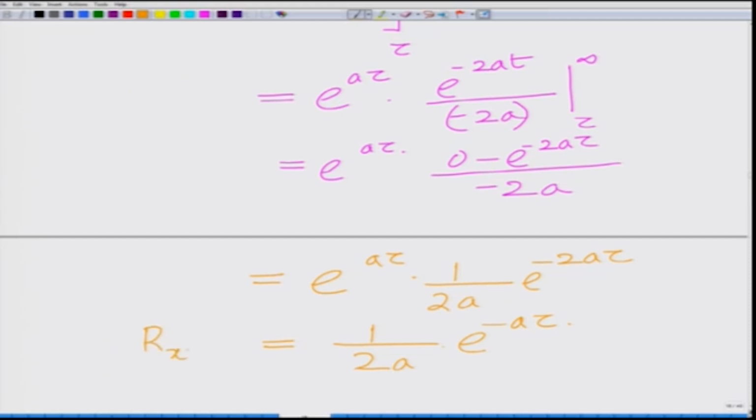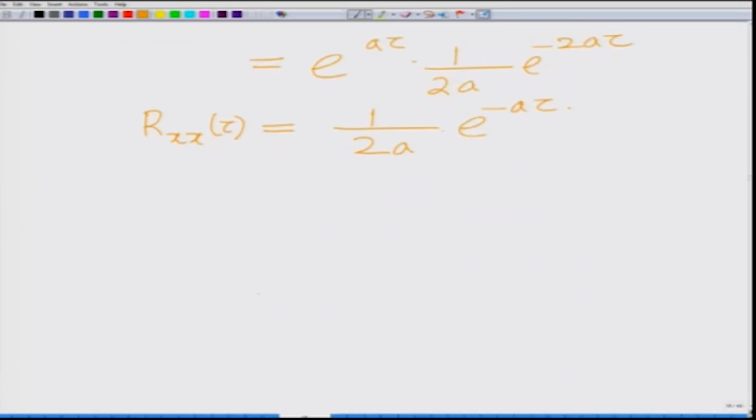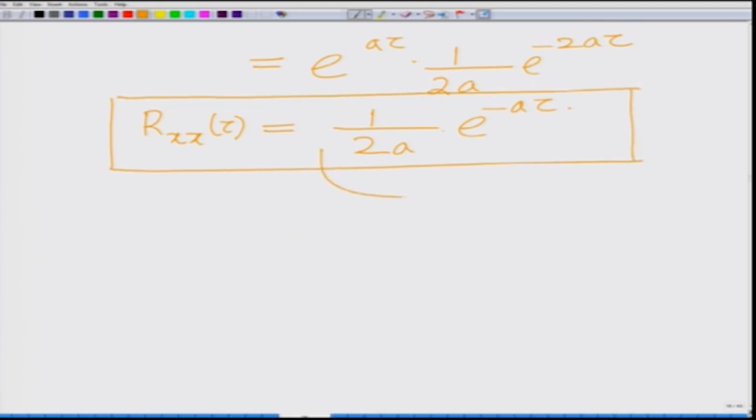So this is R_xx of tau, but keep in mind this is only if tau is greater than or equal to 0. That is the caveat. If tau is greater than or equal to 0, R_xx of tau equals 1 over 2a e to the power of minus a tau. So what we are doing here is solving an example to compute the autocorrelation of the function e to the power of minus a t u(t).